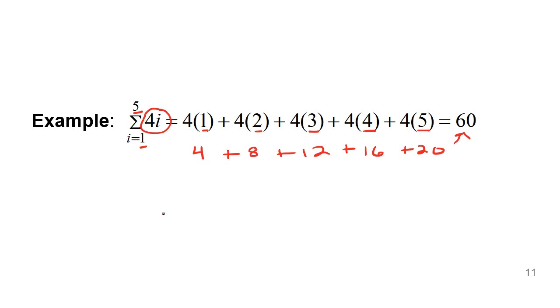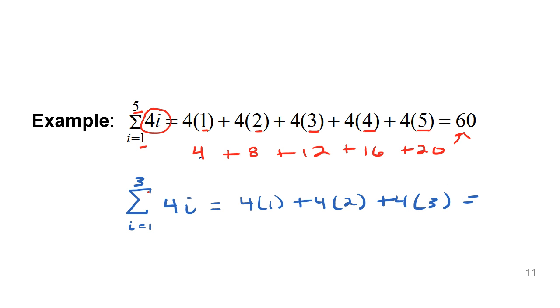Now let's say I just wanted to find, let me change colors here. Let's find the sum for i equals 1 to 3 of 4i. Well, then that would be 4 times 1 plus 4 times 2 plus 4 times 3.